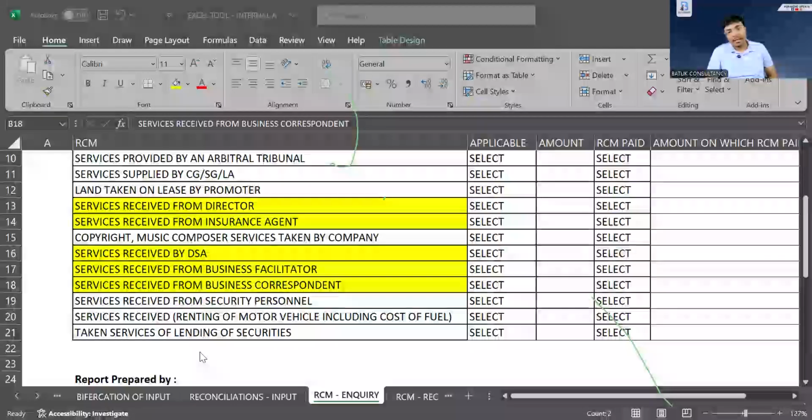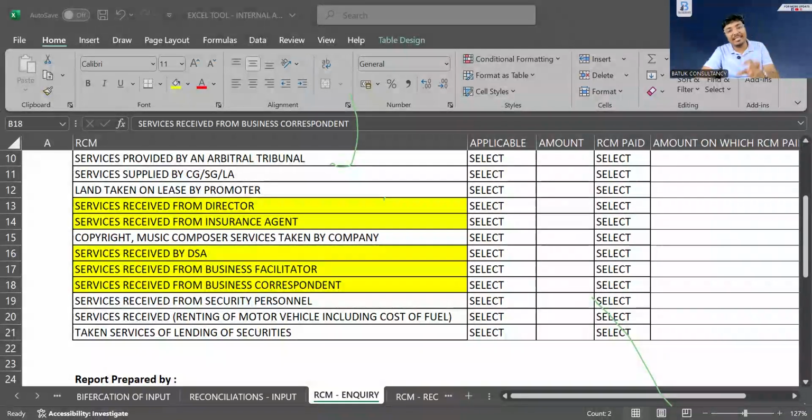Security personnel. Suppose in the financial statement you found an expenditure with the name of security expenditure. In that case, yes, RCM is applicable because the amount has been paid. Yes, sir. Sandeep sir, the same is mentioned. If you check section 9, subsection 3, you will find it is clearly mentioned.